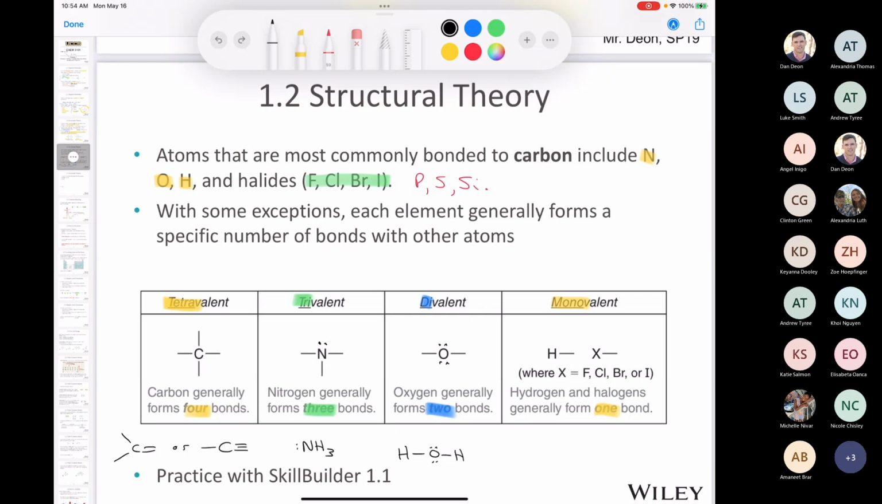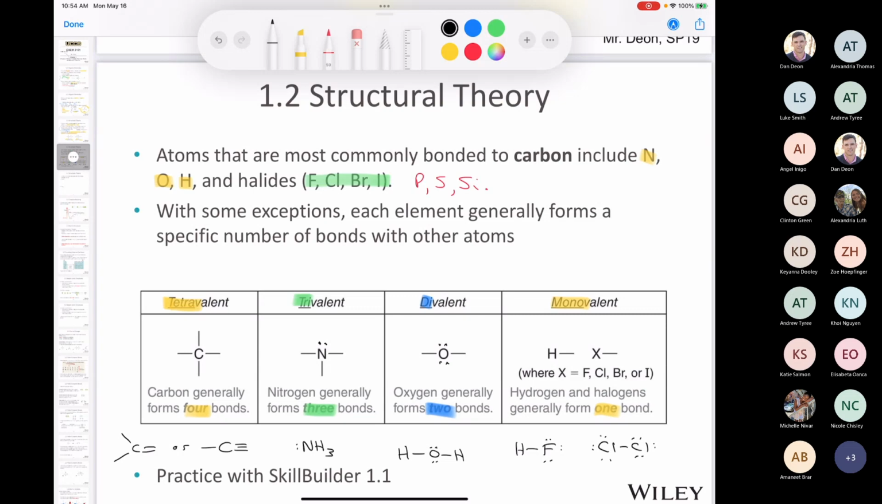Now, all of the halogens will always form 1 bond, and then they'll also always have 3 lone pairs, whether it's in a compound like HF, hydrogen fluoride, or if it's in chlorine, Cl2, right? Halogens always form 1 bond and have 3 lone pairs. We're never going to see a polyvalent halogen in this class. And there you go.